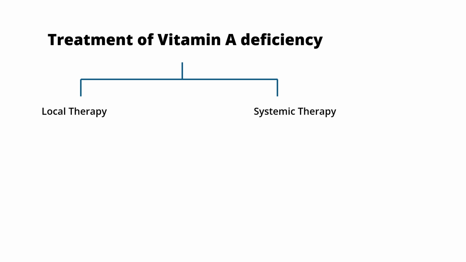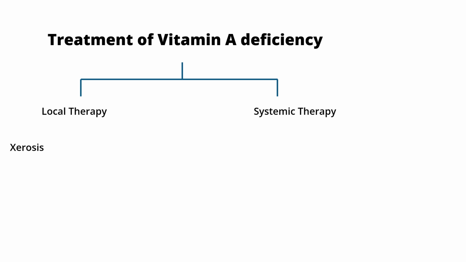Now, how do you treat vitamin A deficiency? We have to do two things. When we see xerophthalmic findings, one is local therapy and second is systemic therapy. Local therapy is one for dryness, and second is for corneal ulcer.